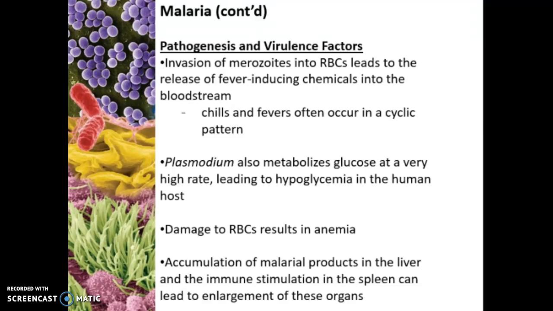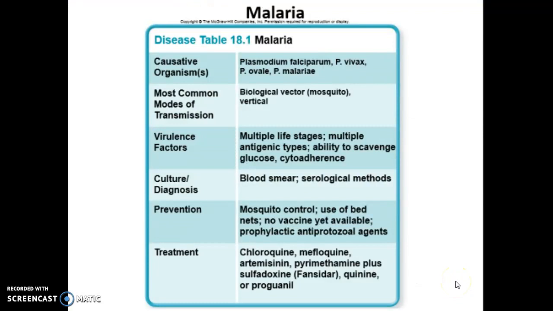Alright, so really we've talked about most of this, about how the pathogenicity of the organism is the fact that it is able to invade the red blood cells. And that leads to the release of fever-inducing chemicals into the bloodstream, causes that cycle of chills and fever. Another interesting part of malaria is that the organism is actually able to metabolize glucose at a very high rate. And so this is blood glucose, because the organism is in the blood and in the liver. And that leads to hypoglycemia in the human host who isn't seeking treatment. So the damage to the red blood cells results in anemia, and then you have the liver enlargement that can be problematic.